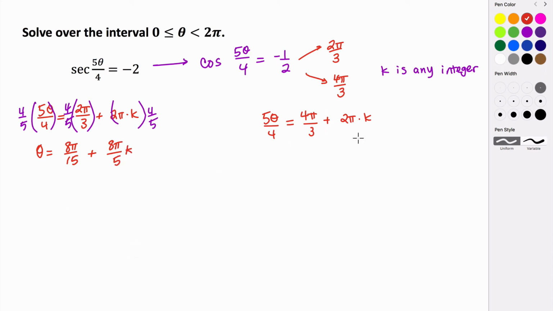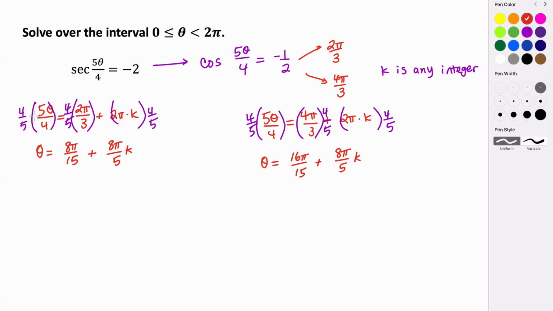And for this one, we're going to do the same thing: multiply by 4/5. We get theta equals 16 pi over 15 plus 8 pi over 5 times k.